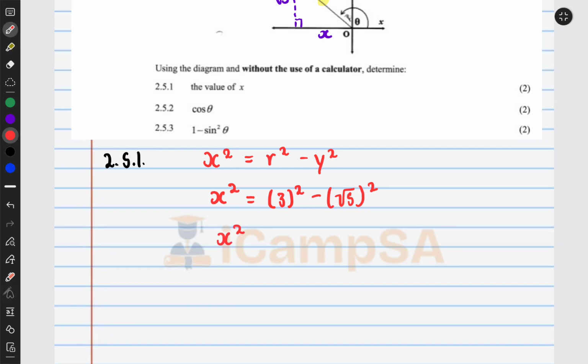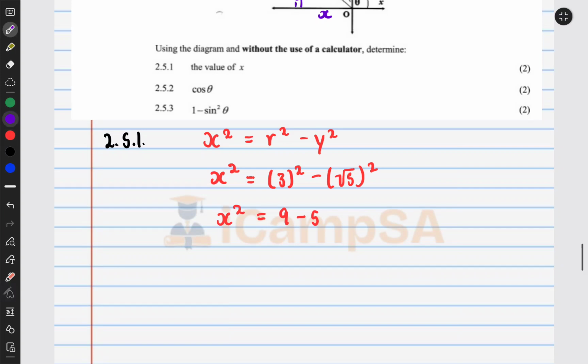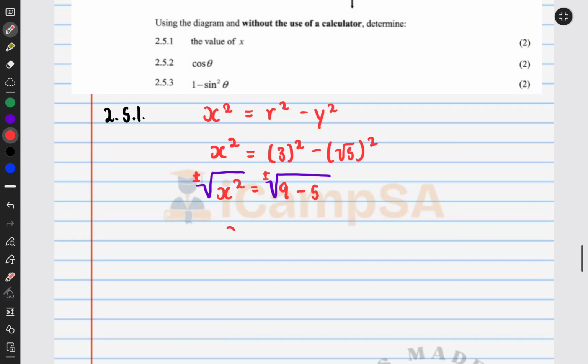Therefore x squared is equal to, what is 3 squared? That is going to be 9, minus root 5 squared is just 5. So 9 minus 5 is 4. Let's introduce a square root on both sides. And remember that when you are introducing a square root, you must introduce both the negative and the positive root. Therefore x is equal to the square root of 4, which is 2, or x is equal to negative 2. Remember that we have two roots, the negative and the positive root.